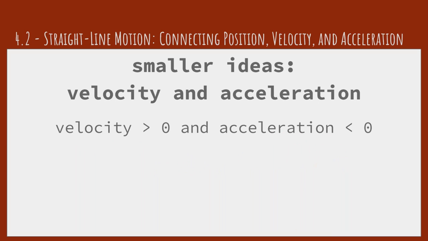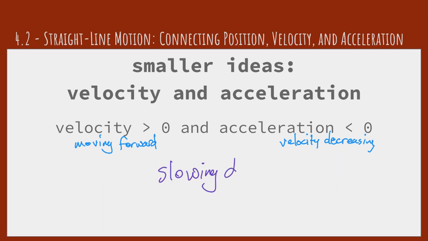If, on the other hand, the velocity is positive and the acceleration is negative, that means that we're moving forward, but the velocity is decreasing. So the velocity is positive but getting smaller, which actually means that we're slowing down. We're still moving forward, but we're slowing down.